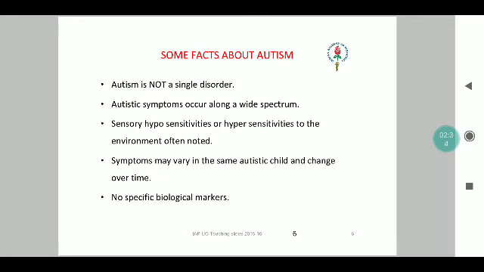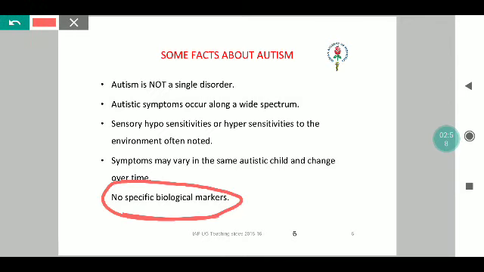To name just a few facts about it, autism is not a single disorder, but rather a spectrum. It is a wide spectrum and is associated with sensory hyposensitivity or hypersensitivity, often because of environmental factors. Symptoms vary between autistic children and do change over time, and there are no specific biological markers for autism. This is important because many times parents come forward asking for a specific test to help in labeling their child as autistic or not, if someone has labeled the child as a suspect. But there is no specific biological marker for autism.